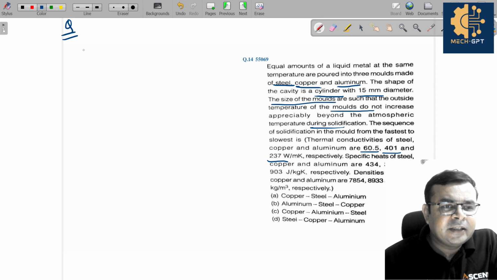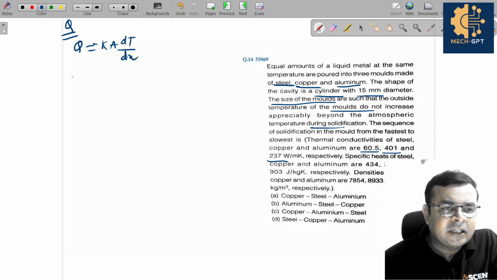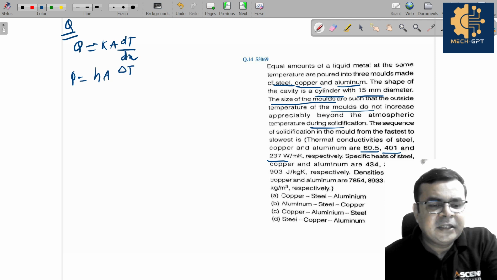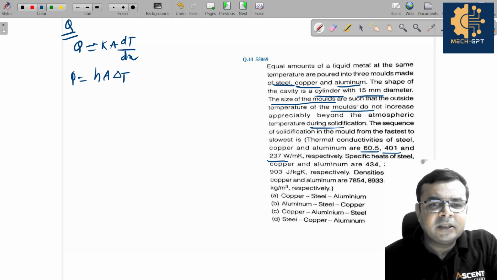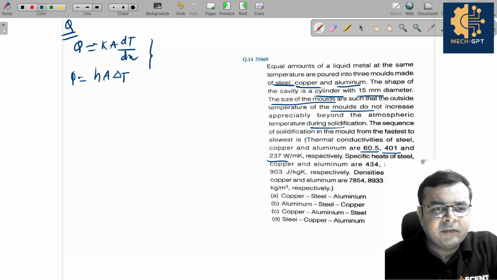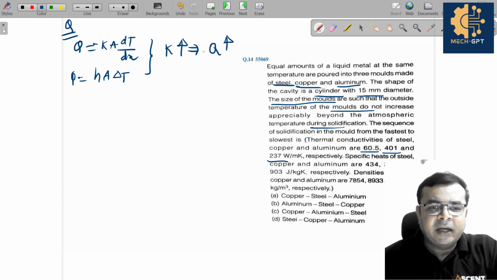So obviously, can I say the heat transfer is nothing but minus KA dT by dx. If I write convective transfer, then this is hA delta T, yes or no? So as you see, the atmospheric temperature is not significantly changing. Yes or no? So can I say if you have higher conductivity, then higher heat transfer rate takes place. Yes or no?